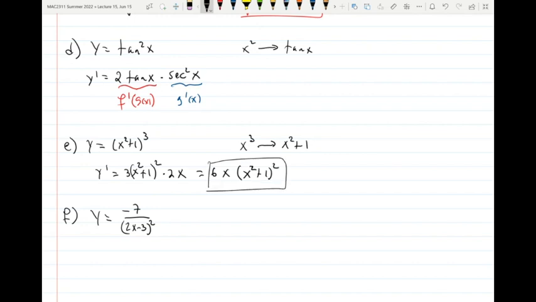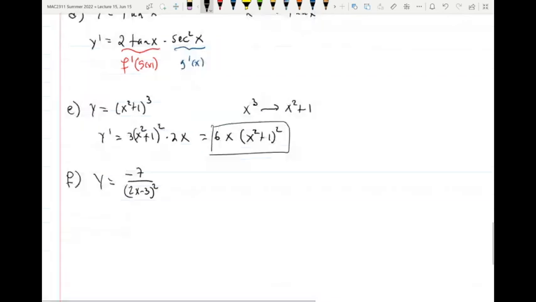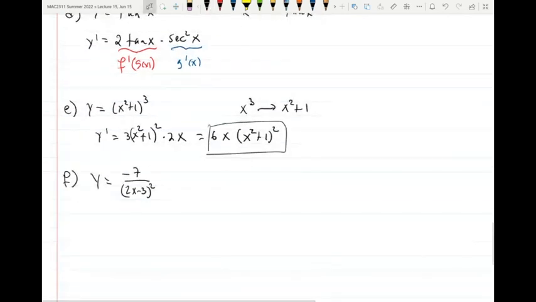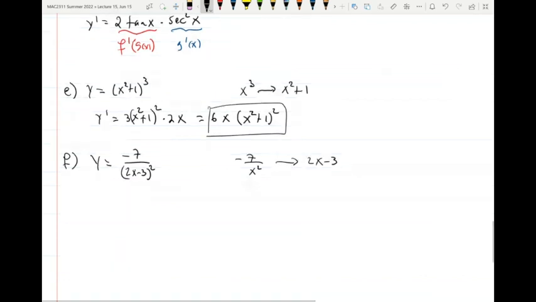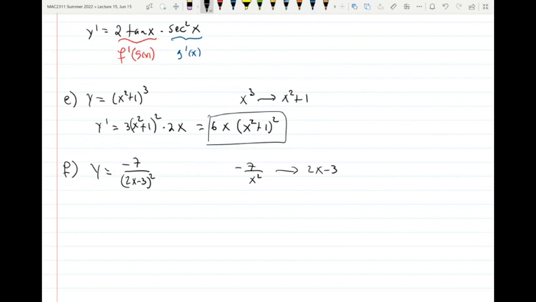Questions? Do you understand how to use the rule? Okay, the next one, what's the outside function? Negative 7 over x squared. What's the inside function? 2x minus 3. So let's put the derivatives down here to help us.